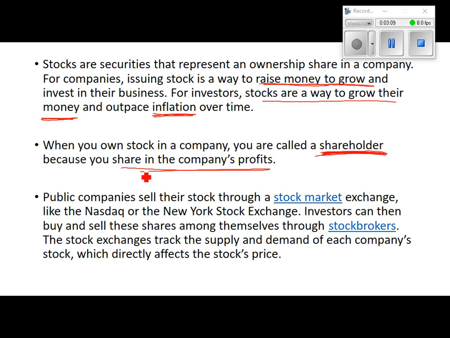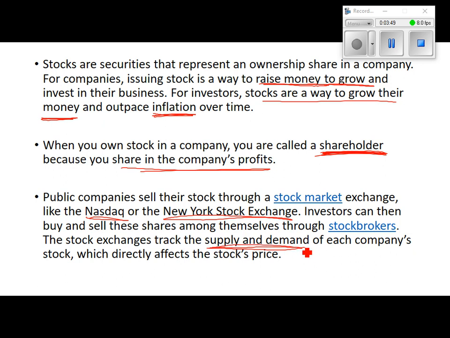Public companies sell their stock through a stock market exchange, like the NASDAQ or the New York Stock Exchange, or I think it's the China Stock Exchange also. Those are the ones that you hear on the radio all the time. Investors can buy and sell their shares among themselves using stock brokers, who are just people who help buy and sell stocks for you. The stock exchanges track the supply and demand of each company's stock, which directly affects the stock's prices.